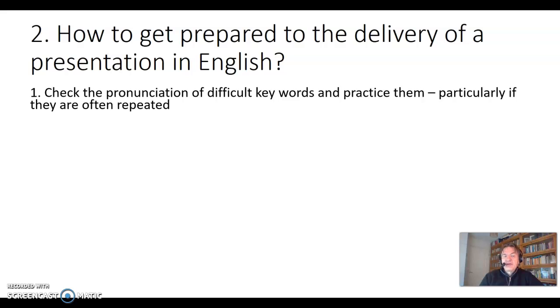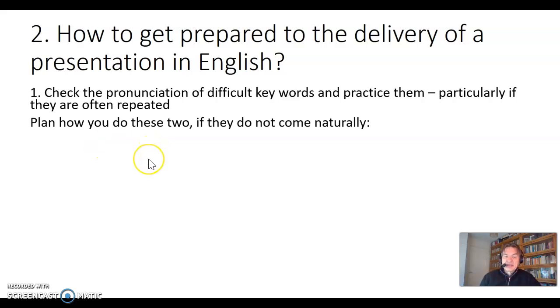It's okay if you don't pronounce everything perfectly, but if you have some key terms that you repeat again and again, and you pronounce them totally wrong all the time, it's not nice. Then, plan how you do this too if they do not come naturally. The first is signposting, and the other is referring to materials.